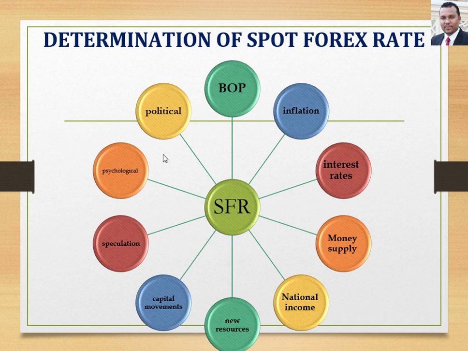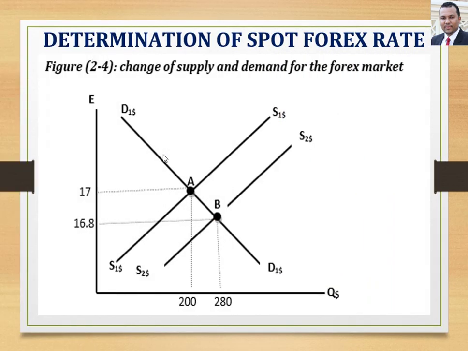Okay, the next point, political factors. We talk about stability of the political regime in the country, and revolutions, and stability in all aspects, the economic and the political aspects, to make stability in the forex rate.